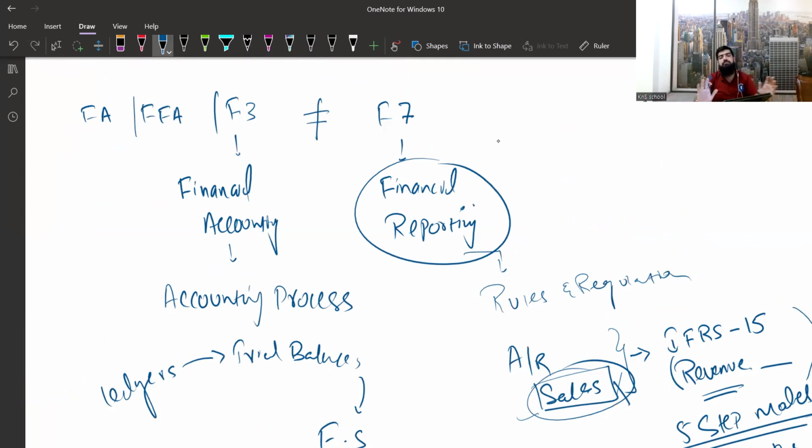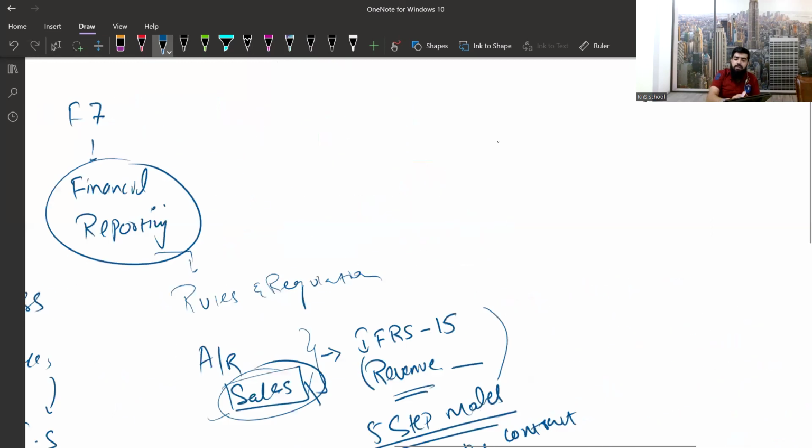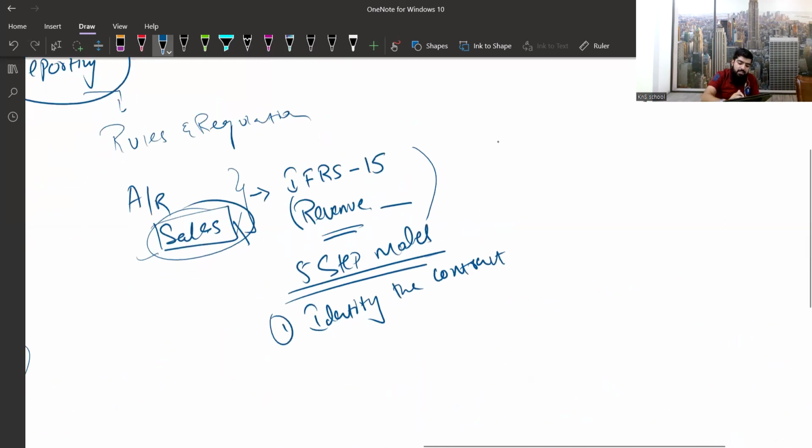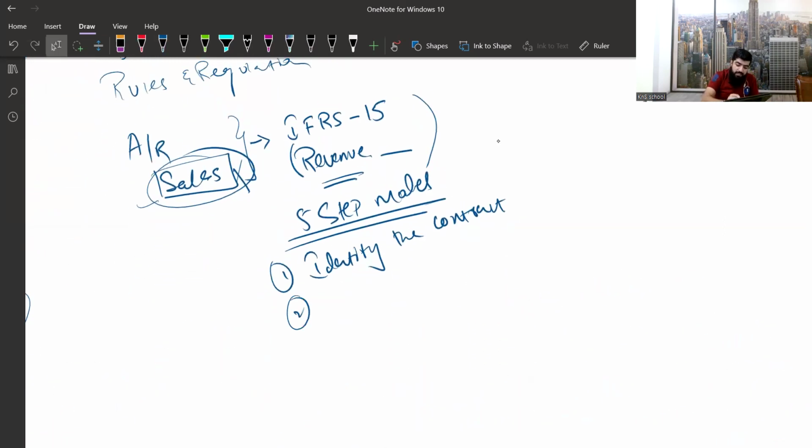These are completely different. In F3 financial accounting, in the financial accounting paper, you were only guided on how to complete the accounting process. But in the financial reporting paper, you will be guided on how the rules and regulations should be applied. You need to see the compliance with IFRS, whether the company is complying with IFRS or not. Identify the contract with the customer.